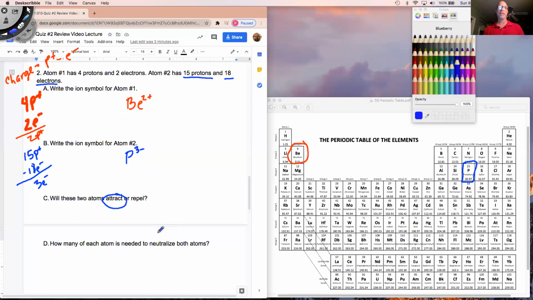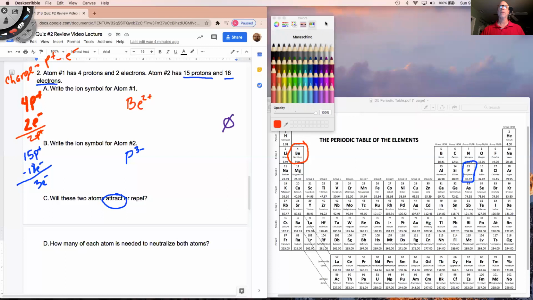Now, the next one says, how many of each atom is needed to neutralize? So remember, we need to take this and neutralize it out to 0. So this red has to cancel out the blue. That's going to turn everything to purple. So how many of each are we going to need to get to 0? Well, we have a 2 plus charge here and a 3 minus charge here, right? And so what are we going to do?